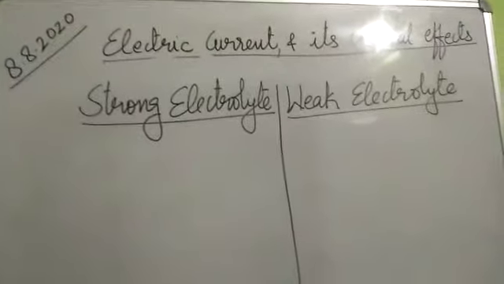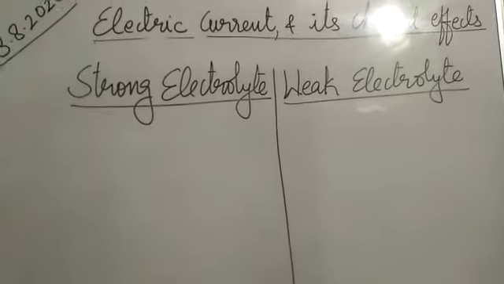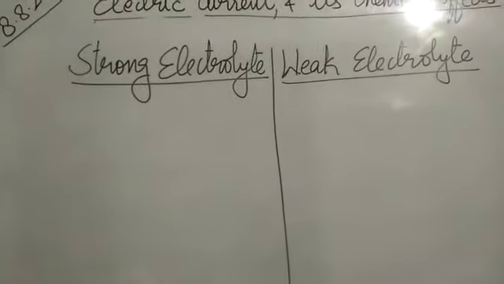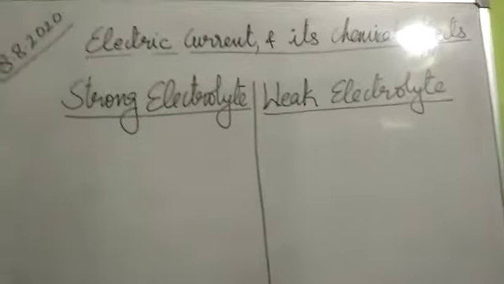Now let us talk about the next topic we have to study, that is strong electrolyte and weak electrolyte. Electrolytes you have already studied, that is those substances which on dissociation produce ions and they conduct electricity in aqueous or molten state. Now this electrolyte is of two types. First one is strong electrolyte. As the name indicates itself, strong in the sense it dissociates completely.